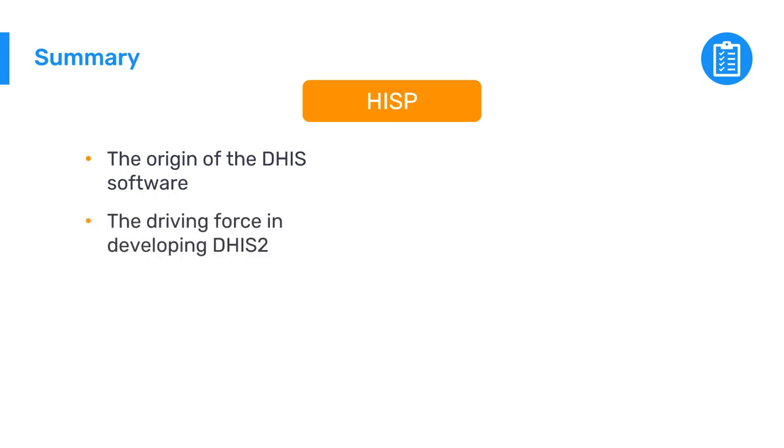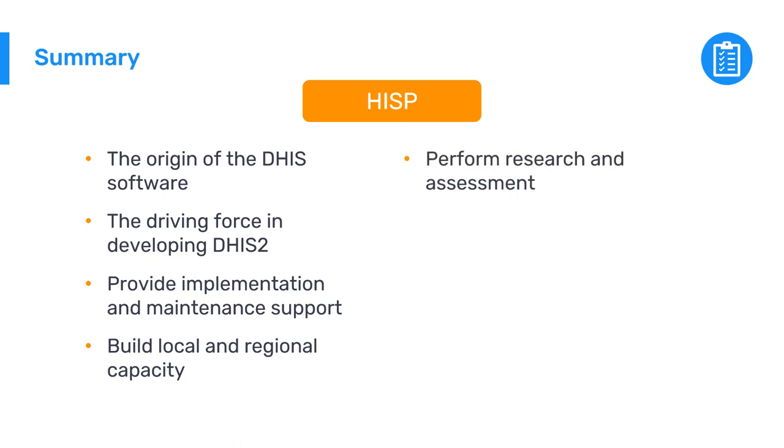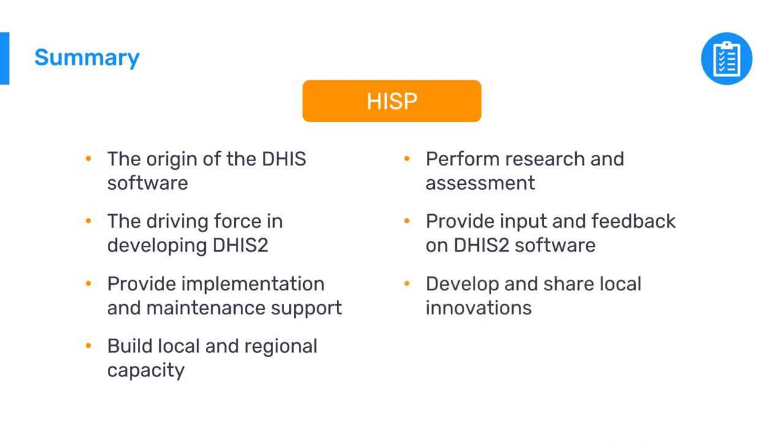The HISP project was the origin of the DHIS software, and HISP groups have been the driving force in developing DHIS2 from a local solution into the world's largest health information management system. They provide long-term implementation and maintenance support, conduct capacity building, perform information system research and assessments, provide input and feedback on software releases, develop and share local innovations, and ensure that DHIS2 continues to meet local needs.